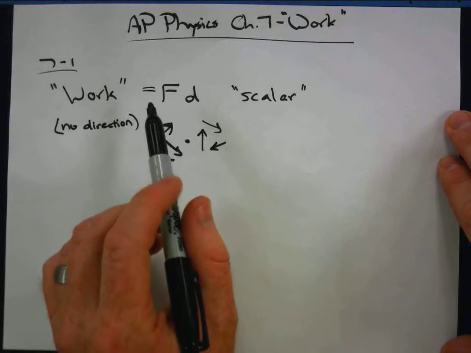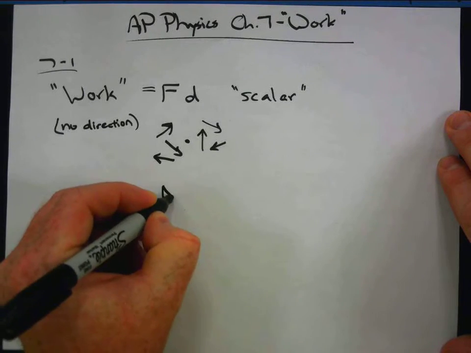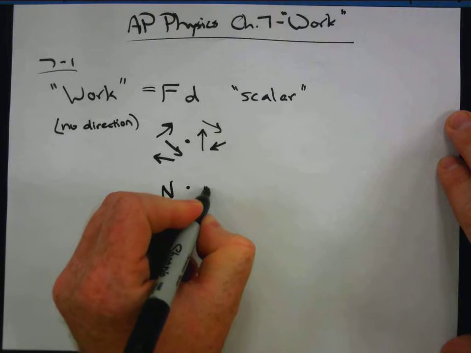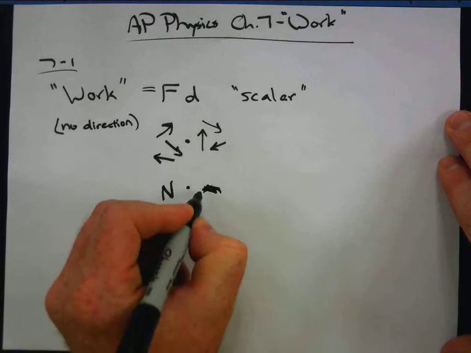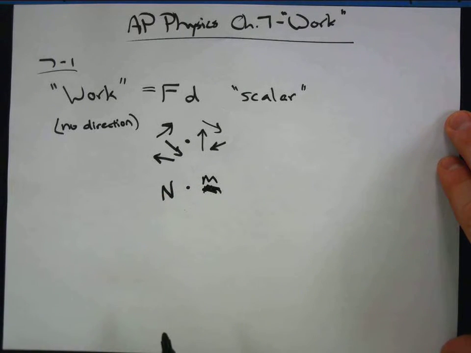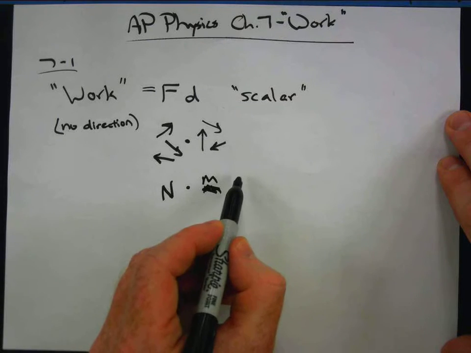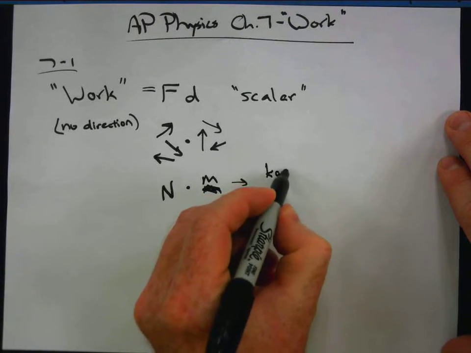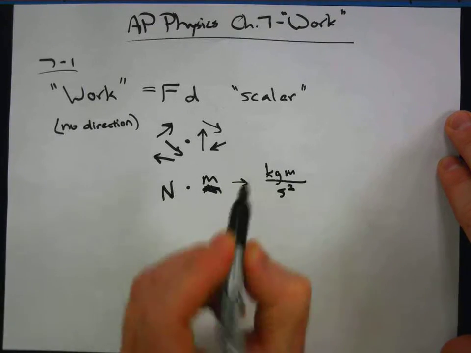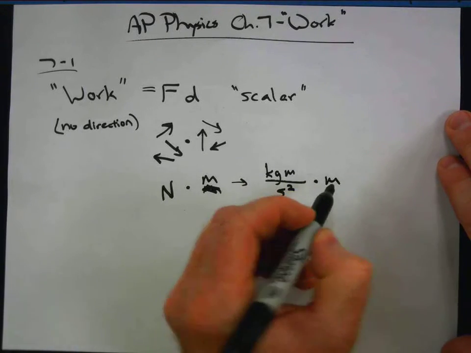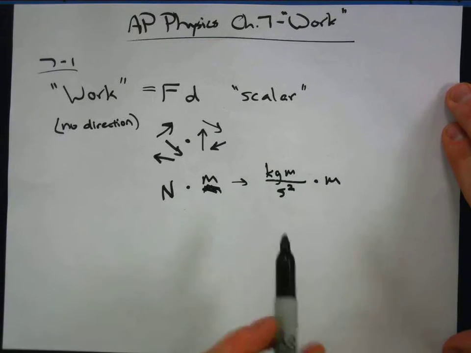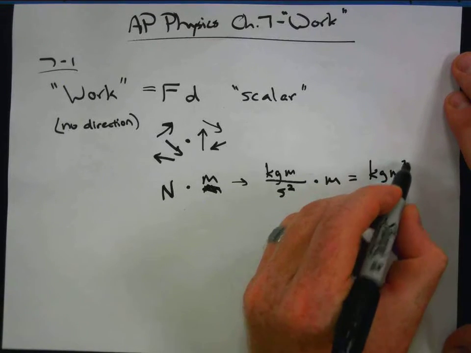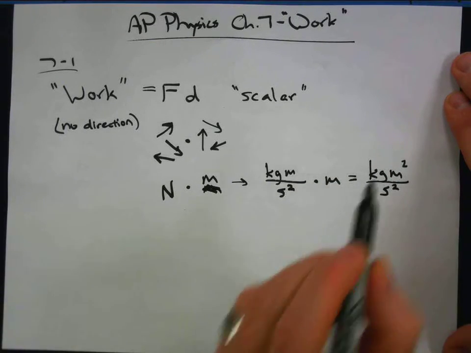When we end up doing this, well, the units of force we know are newtons, and the units of distance or displacement will typically be meters. All right, well, what does this end up becoming? Well, we know what a newton is. A newton is a kilogram meter per second squared. And if we're going to multiply by a distance, then that's going to give us kilogram meter squared per second squared.